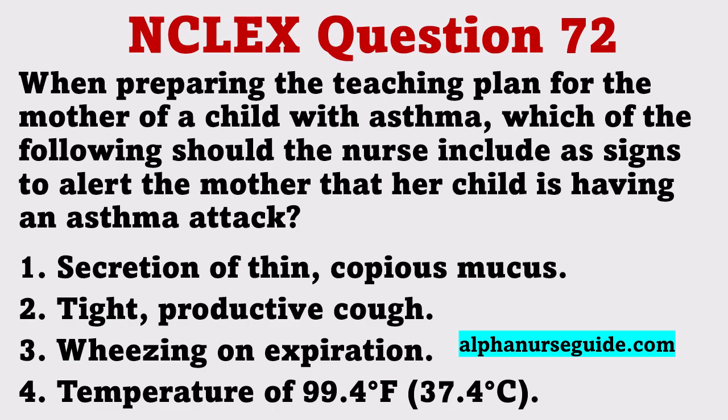The correct answer is 3. The child who is experiencing an asthma attack typically demonstrates wheezing on expiration initially. This results from air moving through narrowed airways secondary to bronchoconstriction. The child's expiratory phase is normally longer than the inspiratory phase. Expiration is passive as the diaphragm relaxes.